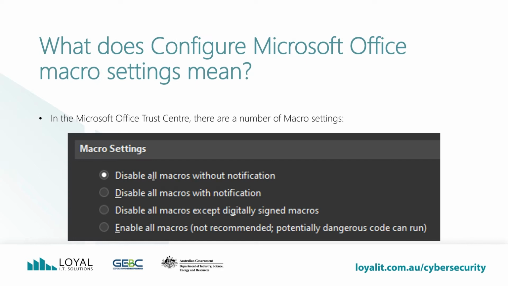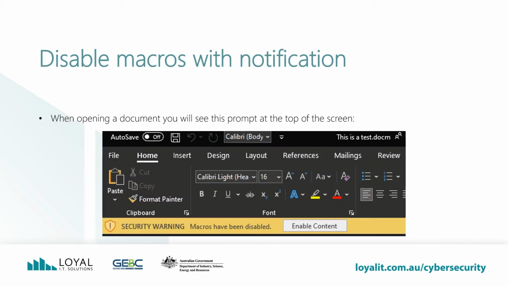So what does Configure Microsoft Office macro settings mean? In the Microsoft Office Trust Center, there are a number of macro settings. Disable all macros without notification does exactly that. No macros will run in Microsoft Office, and it won't even tell you if they are disabled. Disable macros with notification will give a notification as you open the document. This allows the user to enable the macros by simply clicking on Enable Content. There isn't much protection here, especially if the end user is naive to cyber threats.